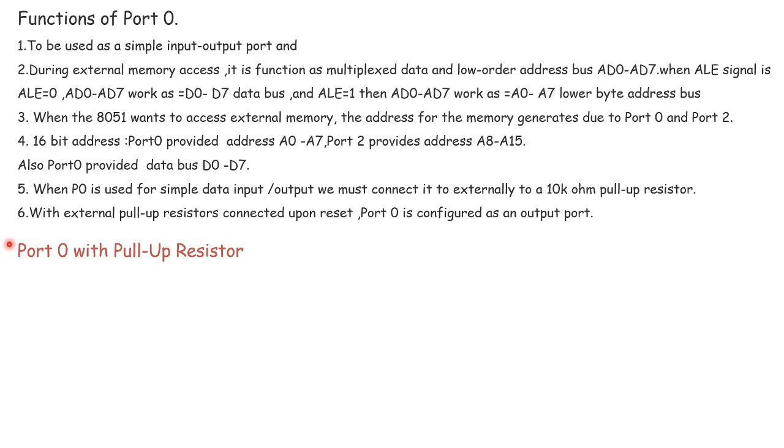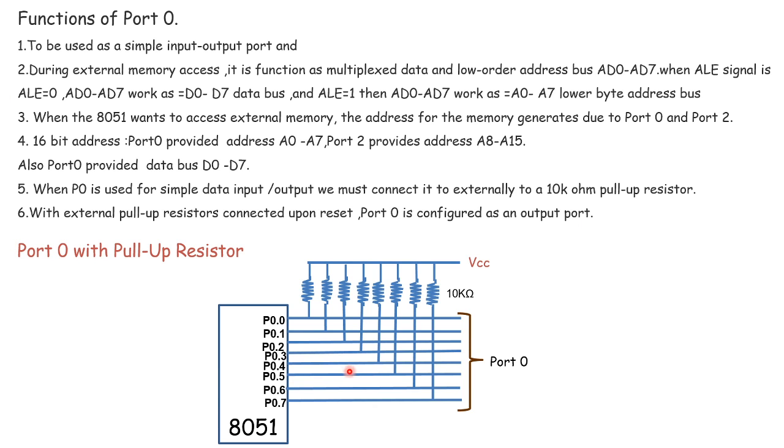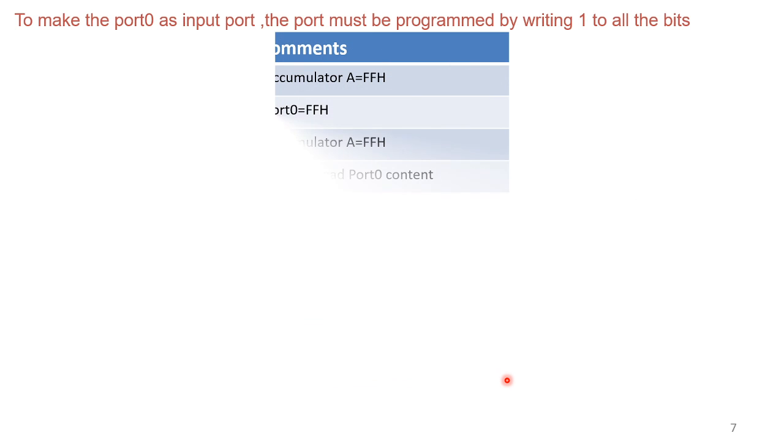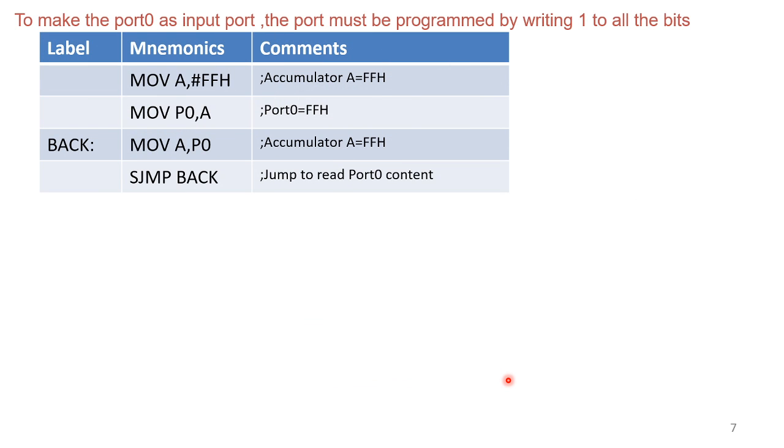The port 0 pull-up register block diagram is like this. All these are 10 kilo ohm resistors connected to each bit of port 0. Port 00 this resistor, port 01 this resistor, like this, and this gives us the 8-bit port, that is port 0. To make port 0 an input port, we must program it by writing 1 to all the bits.